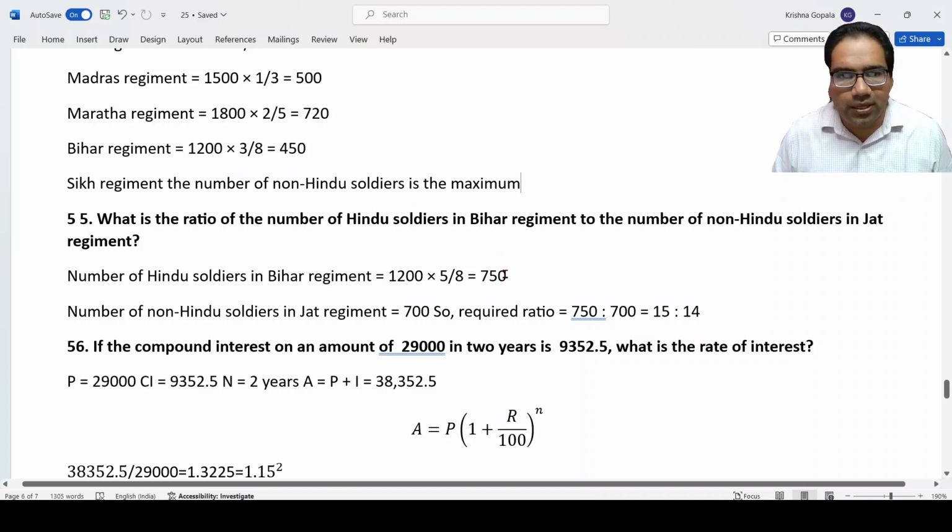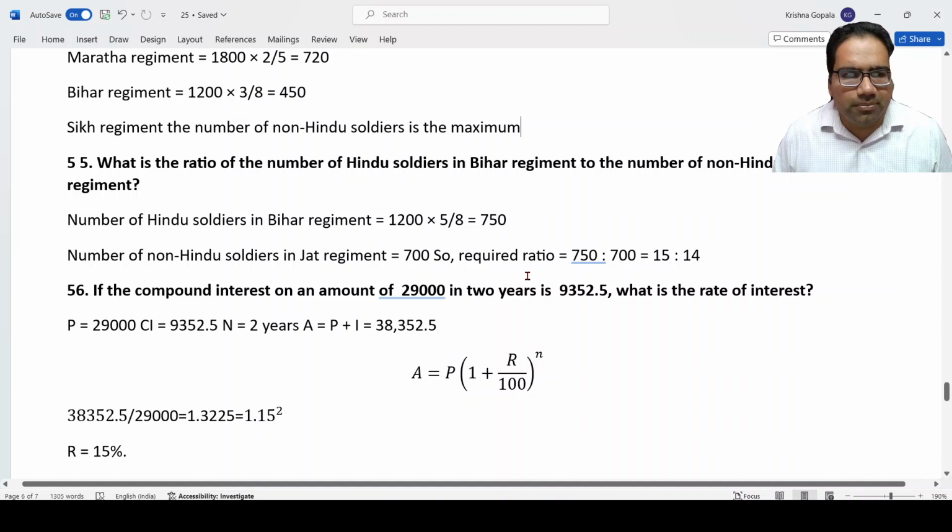Okay, cool. This is an interesting problem. Compound interest on an amount of 29,000 in 2 years, what is the rate of interest? Compound interest formula we all know. Amount is principal into 1 plus rate. If it is 10%, then 10 by 100, 0.1, so 1.1 raised to this many years. That is the amount.